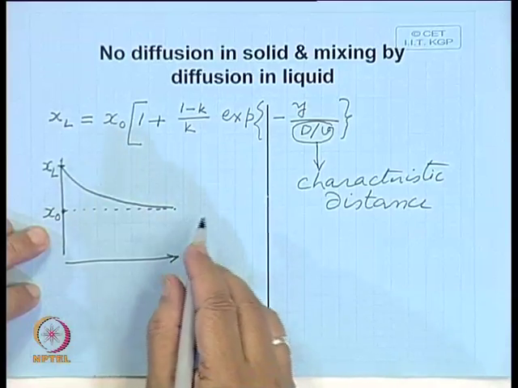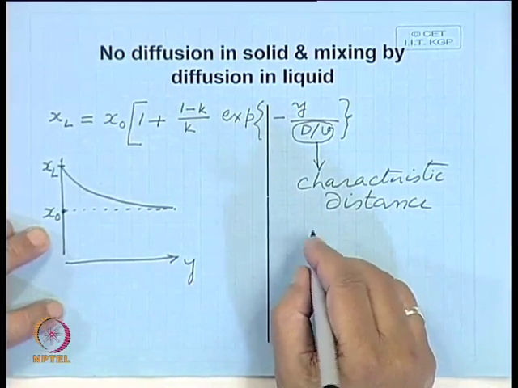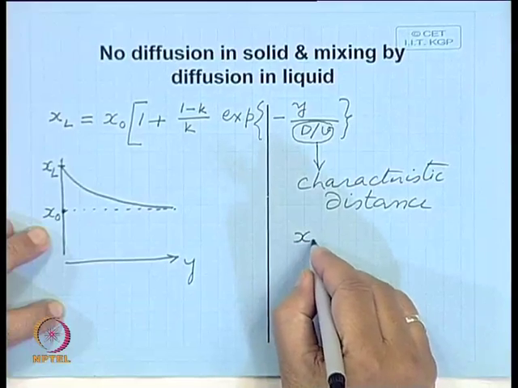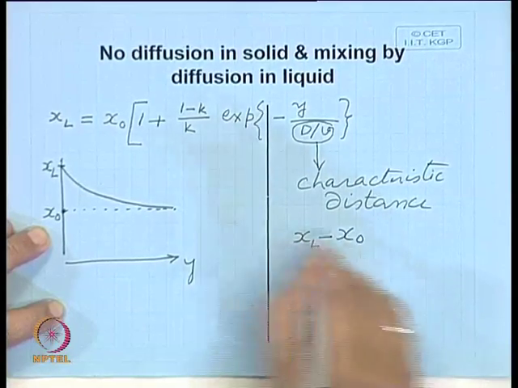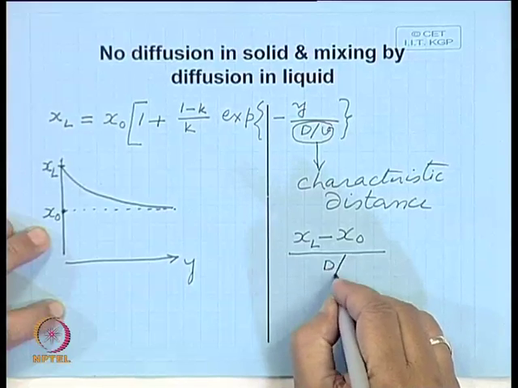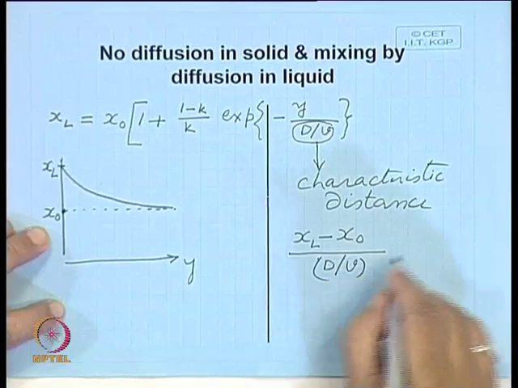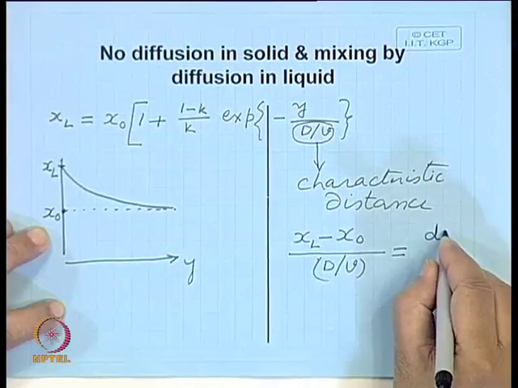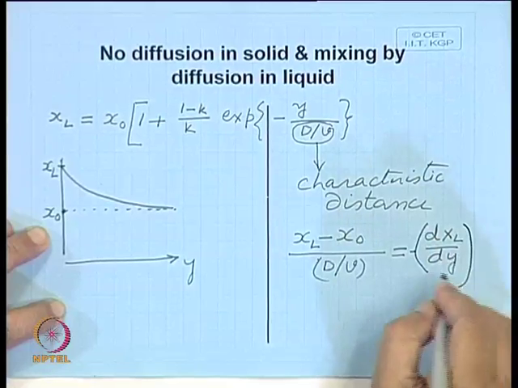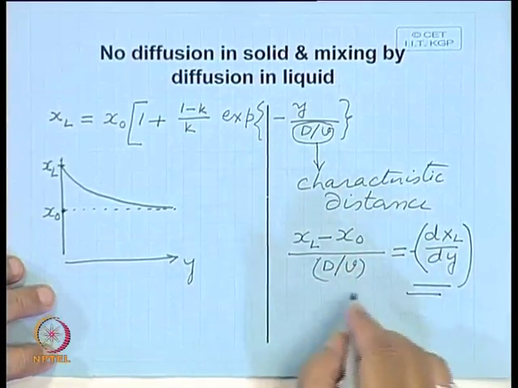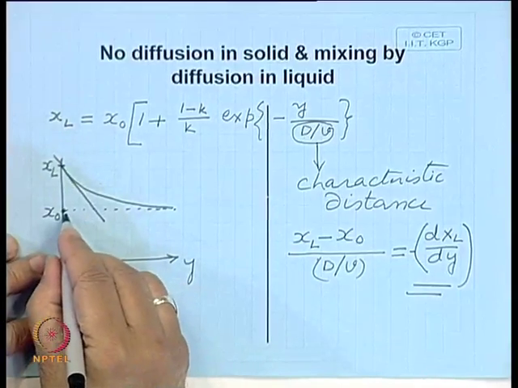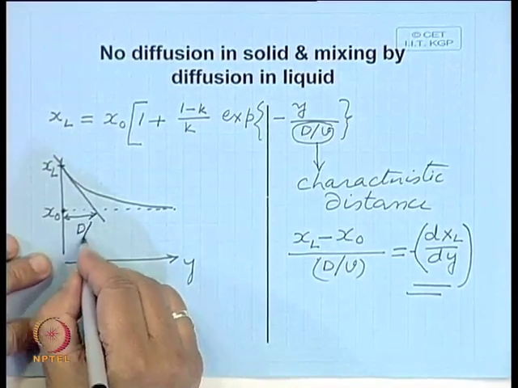Now, if you go back to the previous expression, x_L minus x_0 is this. If we divide this by d by v, this is equal to minus d x_L by dy. This is the expression; that means the solute balance gives this. So, if you draw a tangent line here, then this distance is equal to d by v.